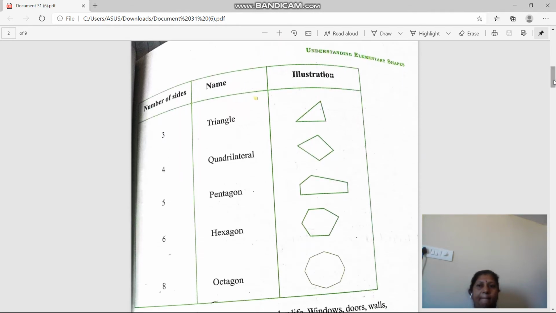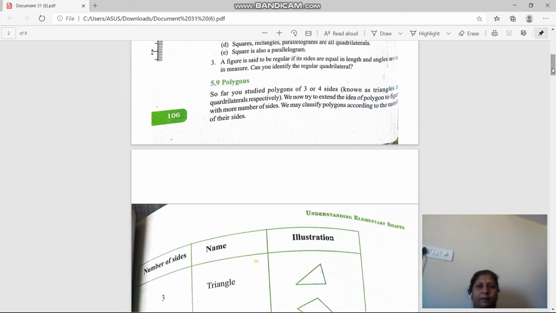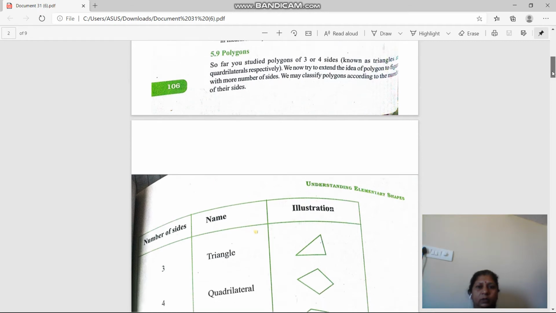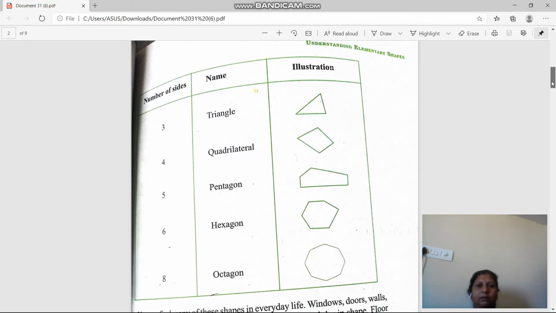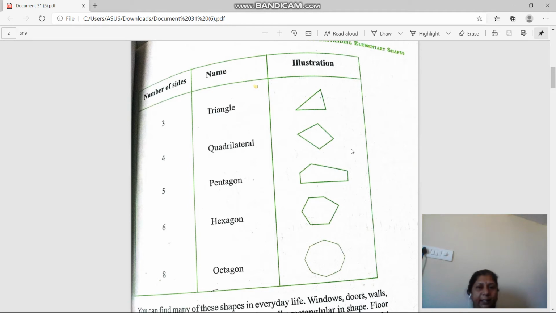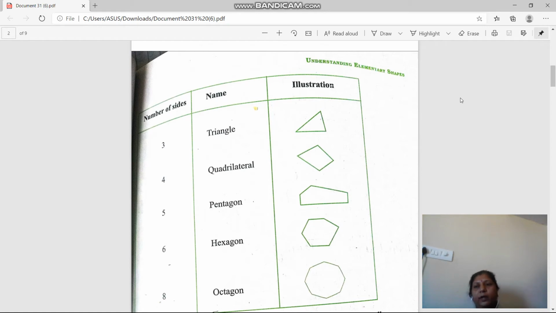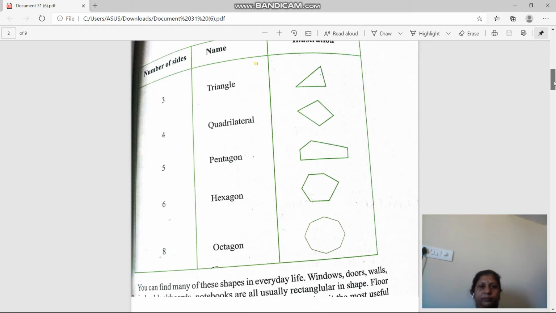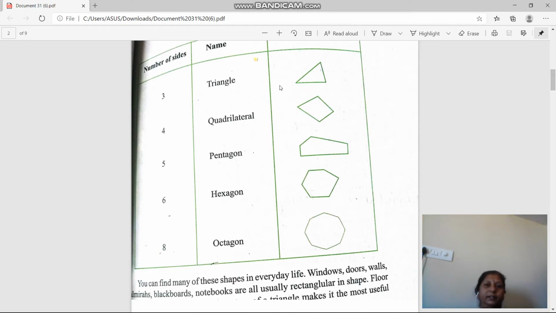See here, here are the names of the polygons and diagrams. Also write here the number of sides. We have provided diagrams also. So let's see. Triangle. This is a diagram of a triangle. And how many sides does a triangle have? 3 sides. Quadrilateral has 4 sides.